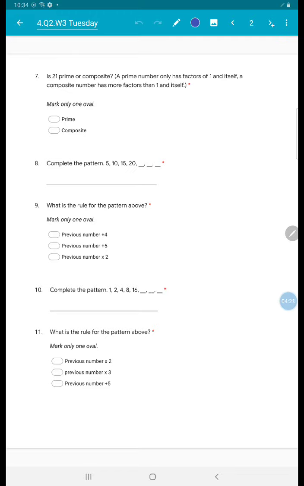So moving on to number 7. Is 21 prime or composite? I know that 21 is composite because it has more factors than 1 and itself. 3 times 7 also equals 21. Now I am completing the pattern 5, 10, 15, 20. So next would be 25, 30, 35. So I'm adding 5 to each number.